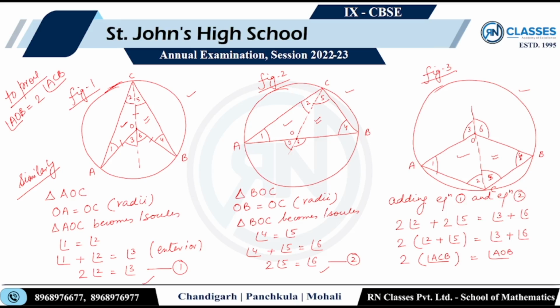And the same way it will go in POC. POC is again an isosceles triangle because of the radii, of course. 4 plus 5 is equal to 6, so 2 times 5 is equal to 6. And then addition, and you get full marks over here.